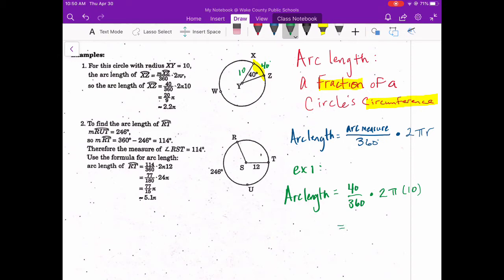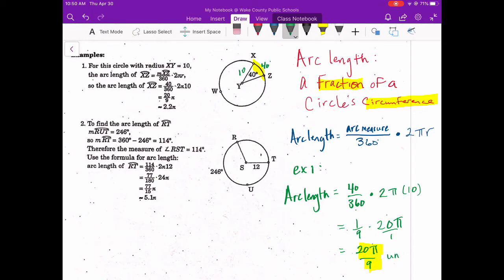All right, so let's simplify. 40 out of 360 is 1/9. 2 times 10 is 20, times pi is 20 pi. Now when I multiply fractions, I'll just do top times the top, bottom times the bottom, and I get 20 pi over 9. I'm just going to leave it like that for an exact answer. So the length of the arc XZ would be 20 pi over 9 units, whatever the units they give you.